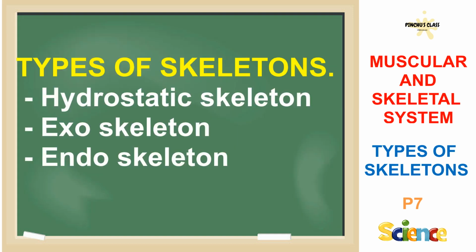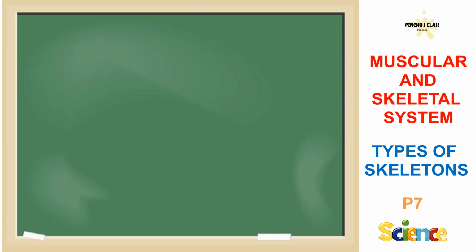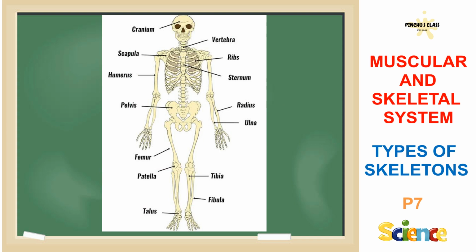So we have seen the three types of skeletons: the exoskeleton, endoskeleton, and the hydrostatic skeleton, and we have also seen their different examples. Now I'm going to leave you with the structure of the human skeleton, because in our next video we shall be looking at the human skeleton in details.